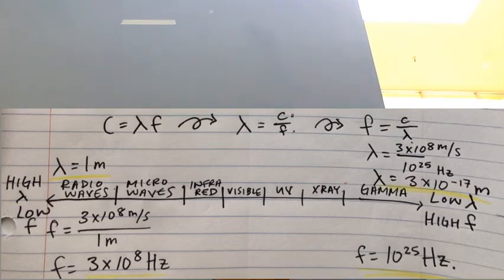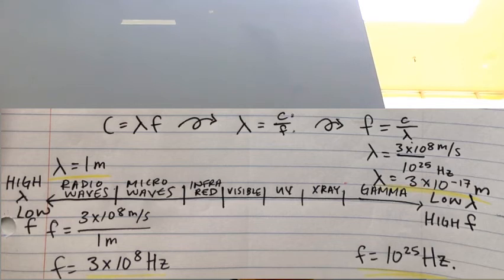So when we plug in some of our knowns, for example, if we know that the wavelength of a given wave is 1 meter, like on the left above radio waves, we can plug in the speed of light, which is 3 times 10 to the 8th meters per second, and divide it by that wavelength of 1 meter to find our frequency, which in this case would be 3 times 10 to the 8th hertz, 3 times 10 to the 8th waves per second.